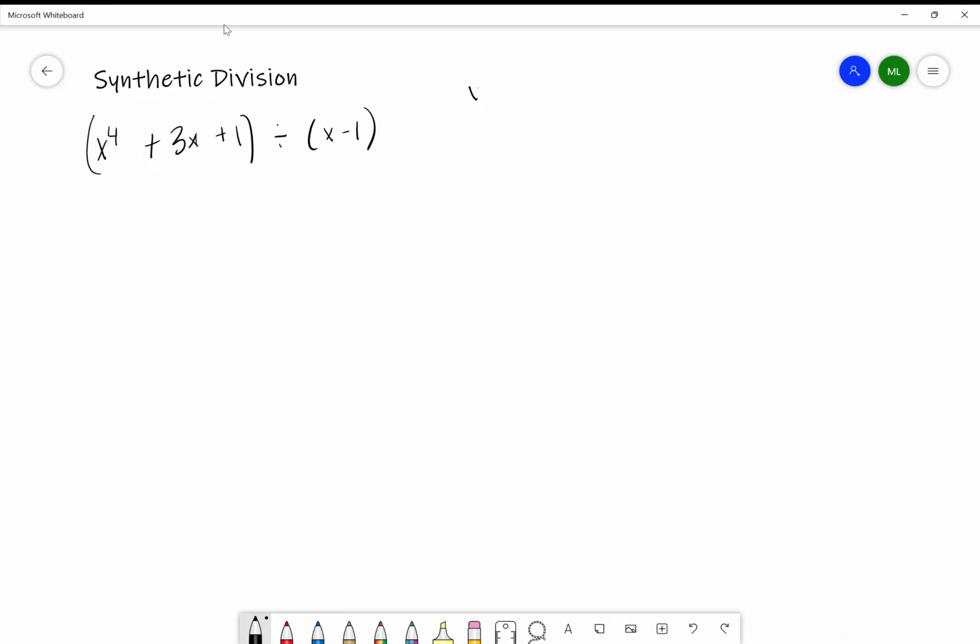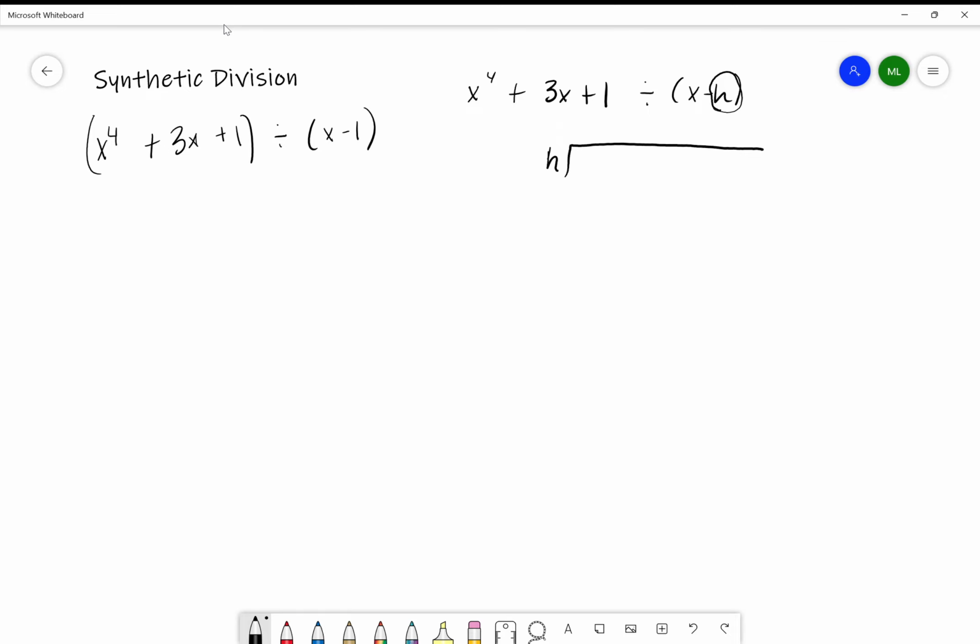Now synthetic division says that if you have a polynomial, be it of any degree, in this case x to the power 4 plus 3x plus 1, I'll just write our example up here. And if you were to divide it by a binomial, x minus h, you would just take the h form of it. You don't need to worry about the minus so much.